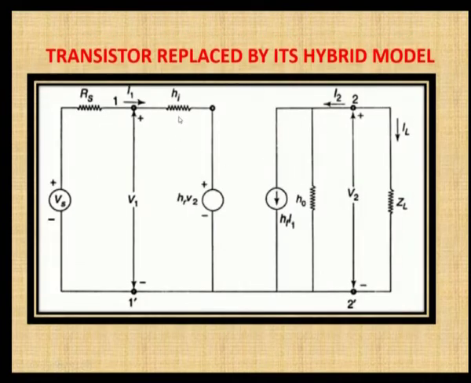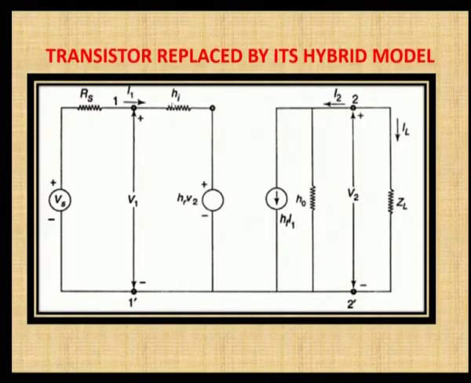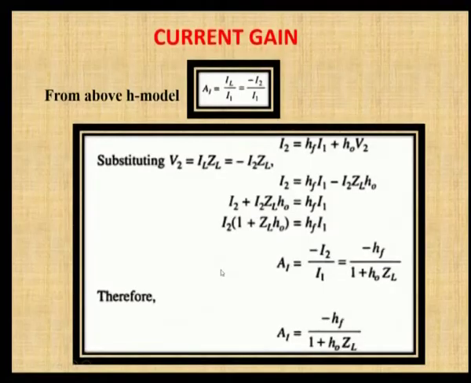We know that the hybrid circuit consists of HI, the input impedance, the reverse voltage transfer ratio at the input side, and at the output side the forward current transfer ratio and the output admittance. So, all the parameters are given here. HI in series with the voltage source, HO in shunt with the current source, and this is the entire circuit. For this circuit, we have to analyze in the small signal analysis mode, and derive all the parameters. What are the parameters? Input impedance, output admittance, the current gain and the voltage gain. First, the current gain.